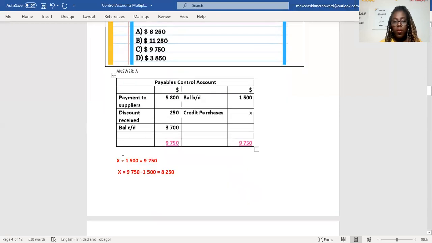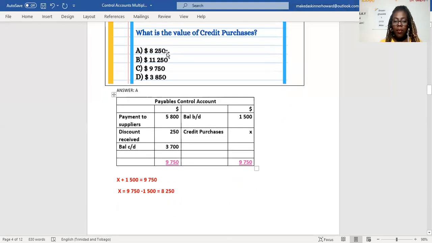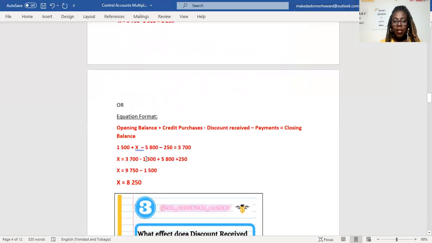All right. So X plus 1500 is equal to 9750. When we put all the numbers on one side and we work it up, we realize that X is equal to 8250, which is A. Let's go down and look at the mathematical equation on the screen in red.